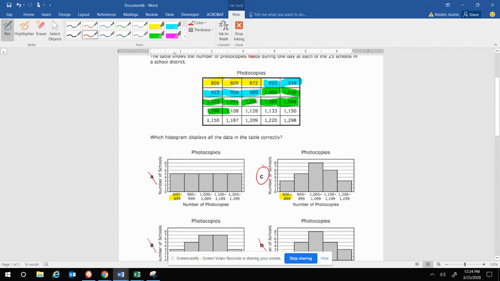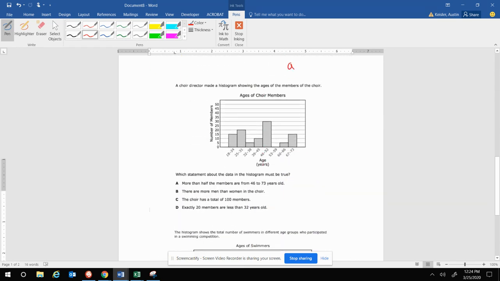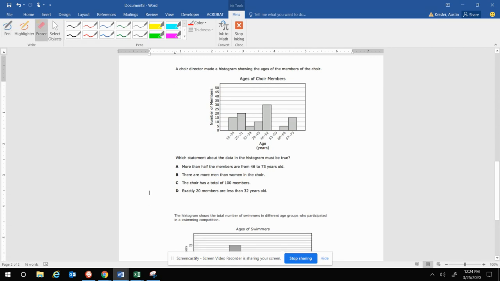So it's basically the exact same thing as a bar graph. We're going to look at two similar problems. The first one says a choir director made a histogram showing the ages of the members of the choir. Which statement about the data must be true? The first thing we're always going to do that helps us out a ton is go on all these bars and put the actual number on top. It's going to help us out a lot.